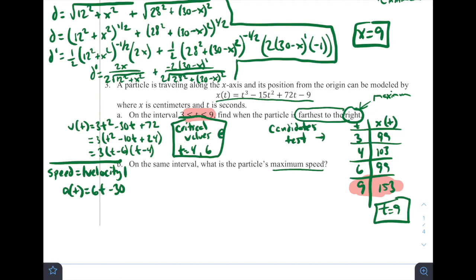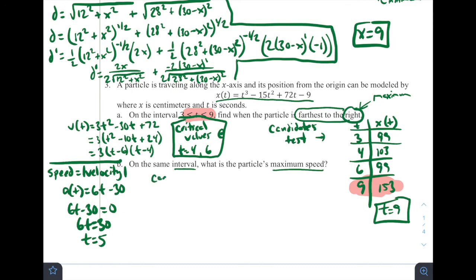We want to find possible places where this function has possible points of inflection, but really I want to see where this derivative of velocity changes signs. So 6t minus 30 is equal to 0, so 6t is equal to 30, which would be t equals 5. Now again, because they gave us an interval, from 3 to 9, we do need to test the endpoints as well.